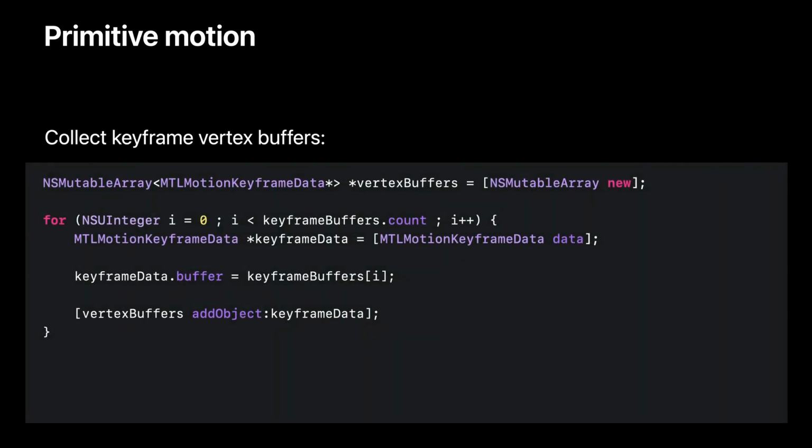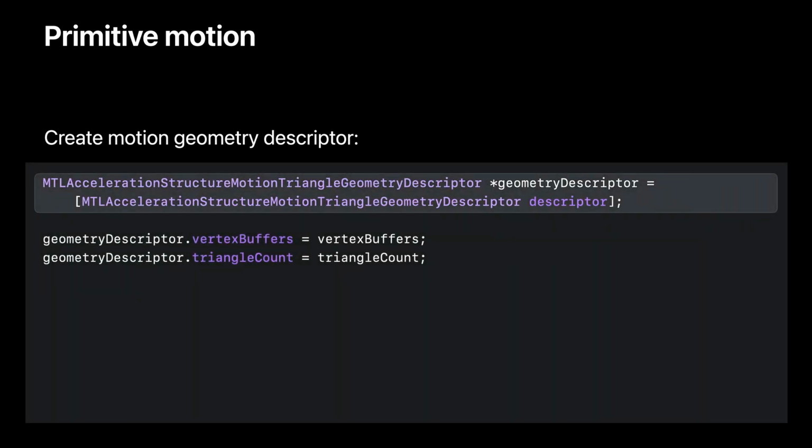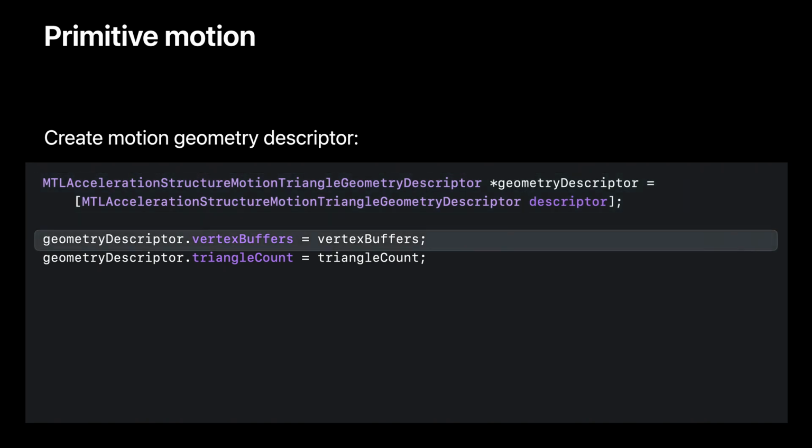We'll start by collecting each keyframe's vertex buffer into an array. The MTLMotionKeyframeData object allows you to specify a buffer and offset. We'll use it to specify the vertex buffer for each keyframe. Next, we'll create a motion triangle geometry descriptor. This is just like creating any other geometry descriptor, except they use a slightly different type. And instead of providing a single vertex buffer, we'll provide our array of vertex buffers.